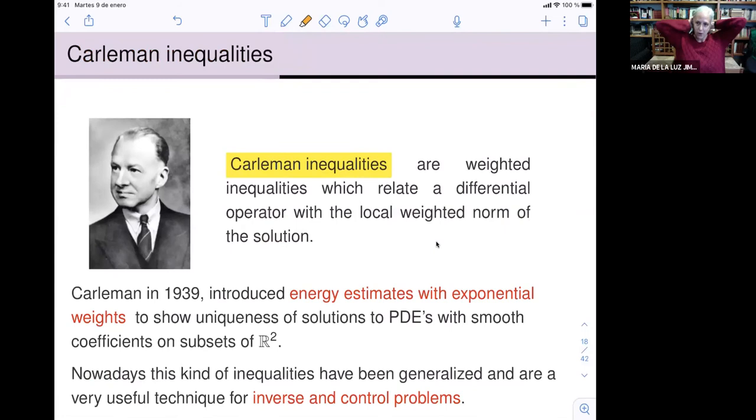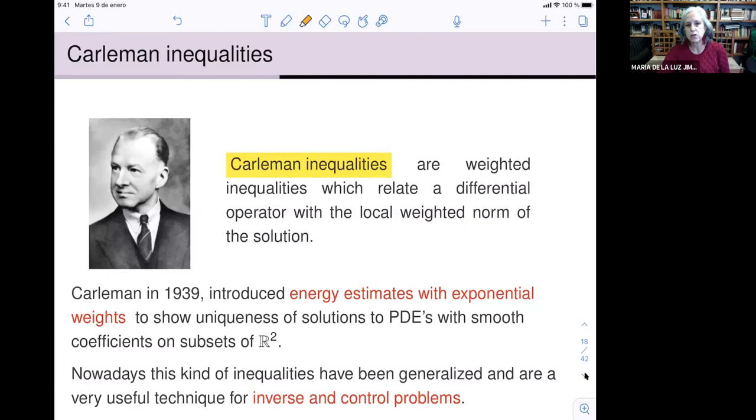So for all the young students that are attending the conference today, just to say that Carleman inequalities are weighted inequalities related to a differential operator, which estimate with some weight the norm of the solution. Carleman introduced them in 1939 with some exponential weights to show the uniqueness of solutions with smooth coefficients in R2. Nowadays, these kinds of inequalities are really used. It's a very, very powerful technique for inverse and control problems.